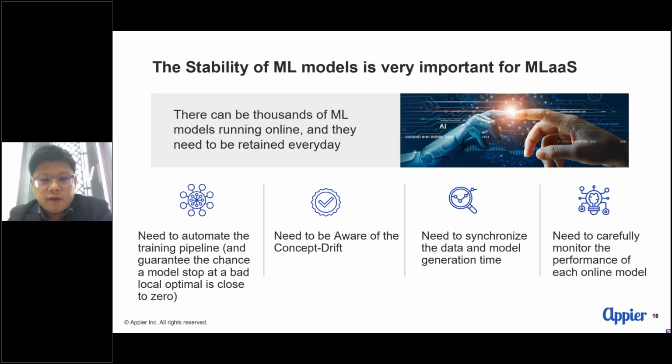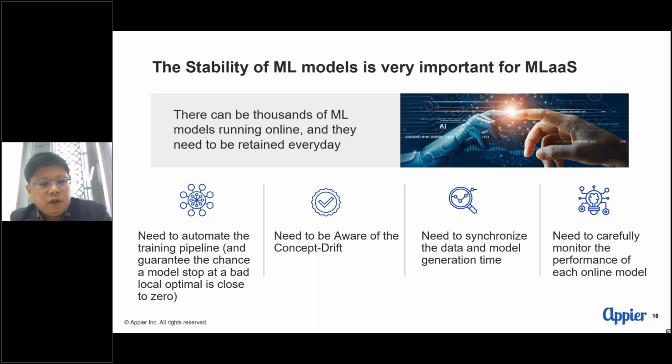Furthermore, for machine learning as a service, we usually have to serve thousands of customers, a lot of them, and each of them has their own individual model. And those models, in order to be adaptive to real world change, normally have to be retrained every day or every week at least. Meaning that we need to train a lot of models on a daily basis, and the stability of the model is very important. So here I'd like to share 4 important key points to make this happen.